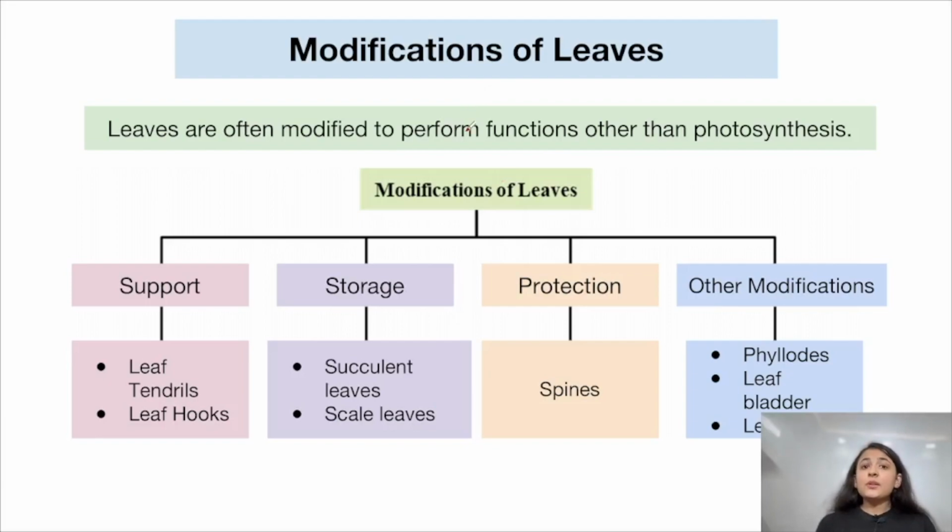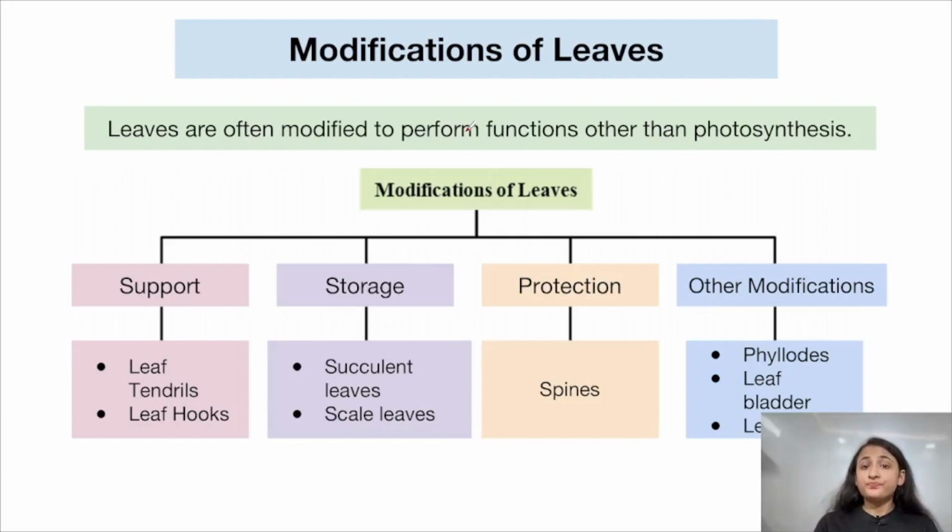Now let's come to the modification of leaves. In stems also we study different modifications of stem. In roots also we study different modifications of root. So in leaves also certain modifications are present. So what are modifications? Apart from, so all of either the stem, root or leaves, they have some typical functions, the general functions which they perform.